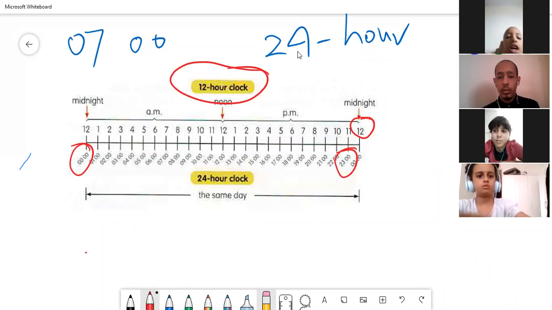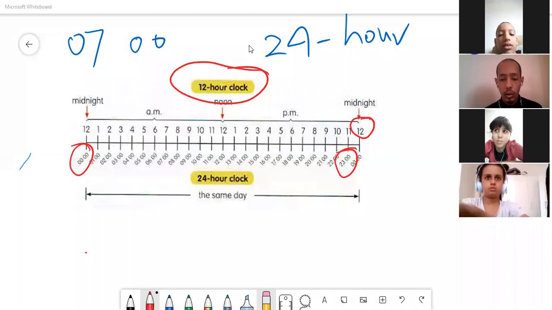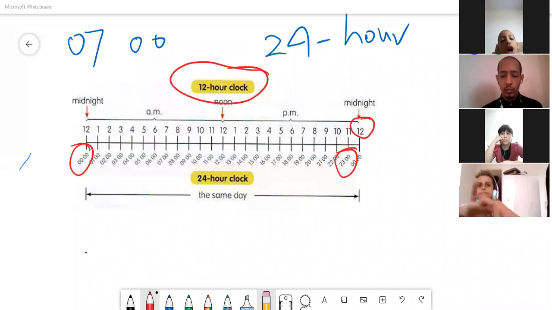Okay, teacher, I understand. Okay, let's move on. Wait, teacher, can I ask one question? Ask. Both of them are clocks, but this is the 12-hour clock, and this is the 24-hour clock.